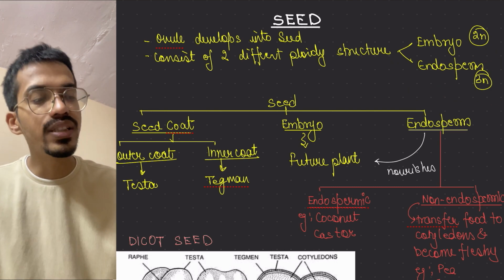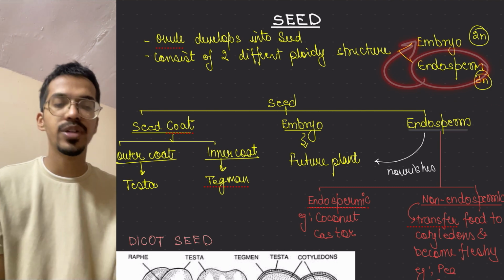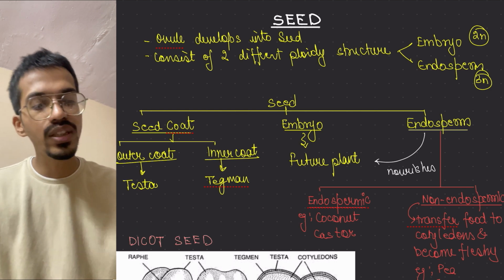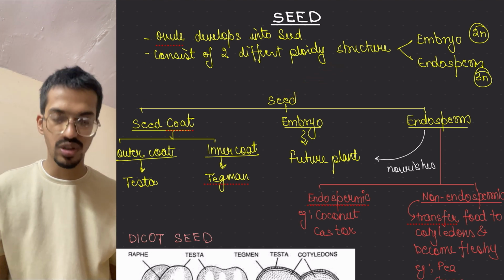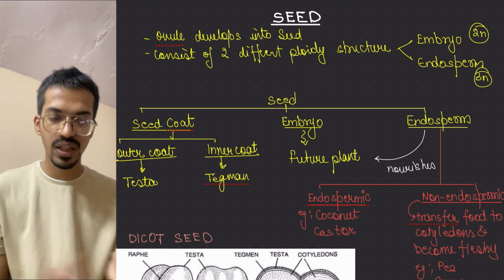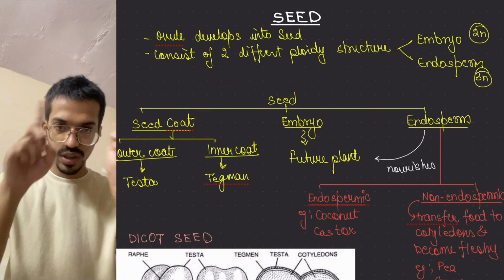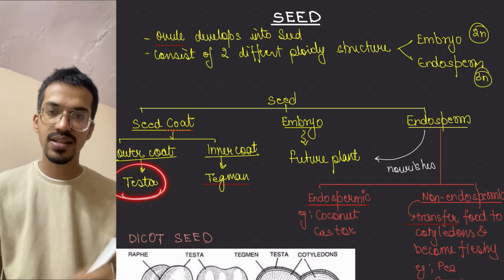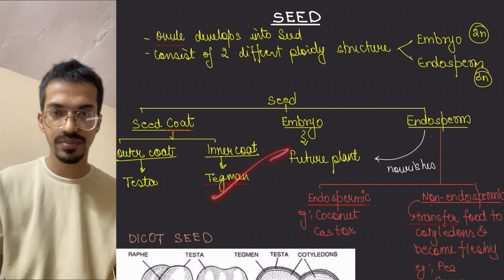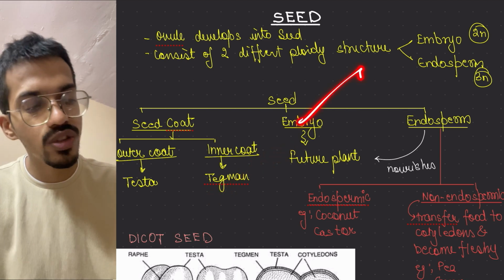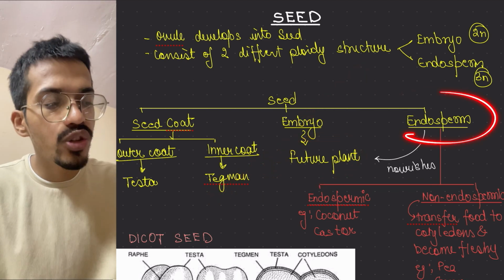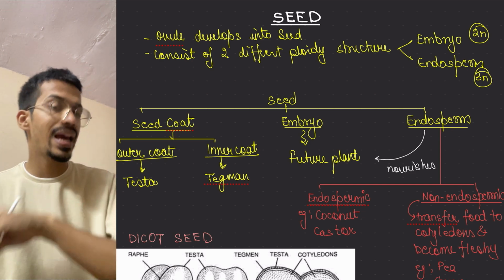Now, what does this endosperm do? It provides food to the embryo. Its major work is this. So the seed will have these structures. An outer protective covering, called the seed coat. The outermost part of the seed coat is called the testa. The innermost layer is called the tegmen. Remember this. Then the embryo is the future plant, and the endosperm nourishes the embryo.